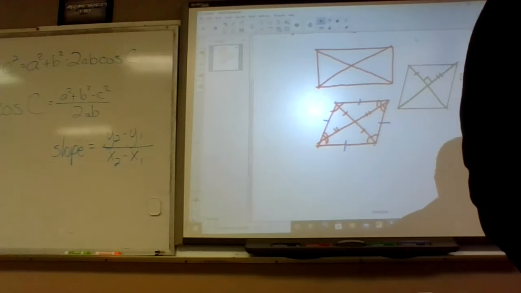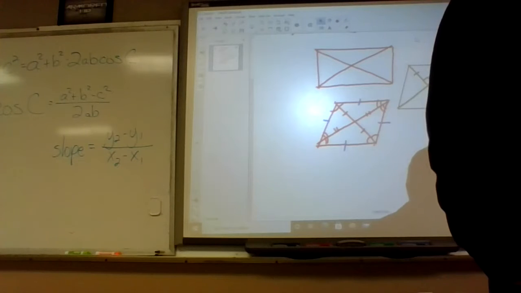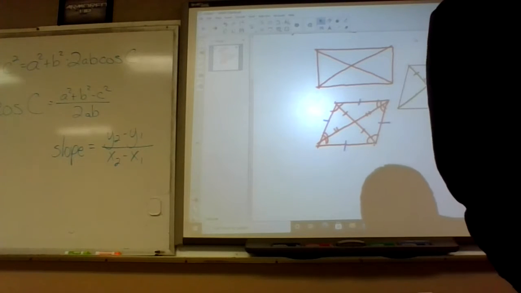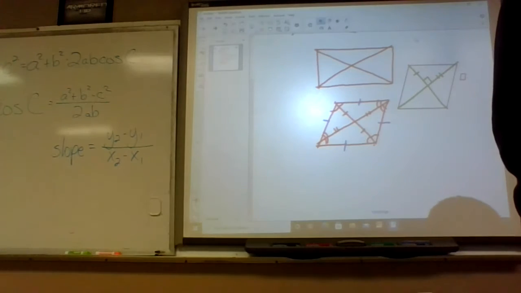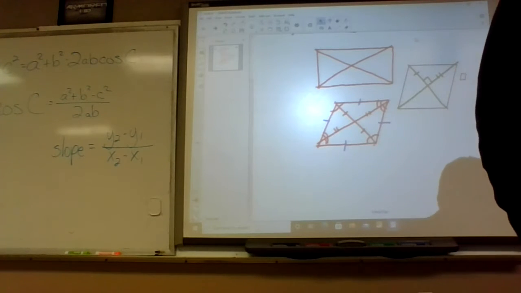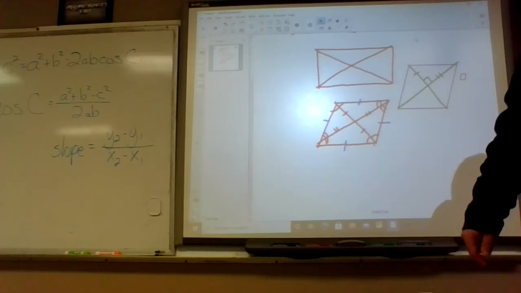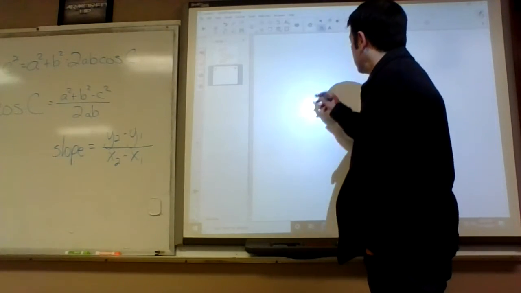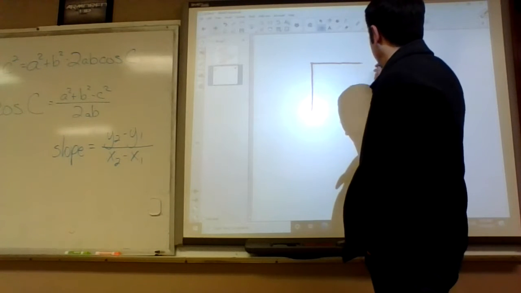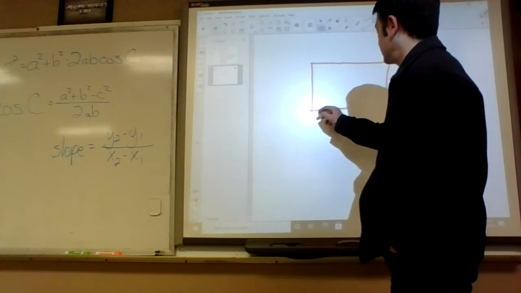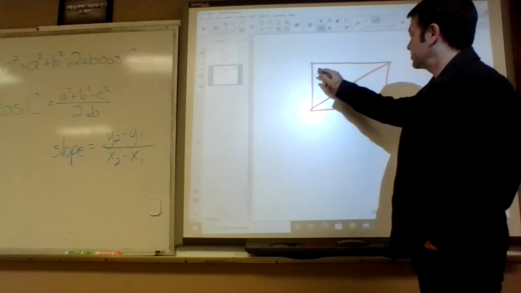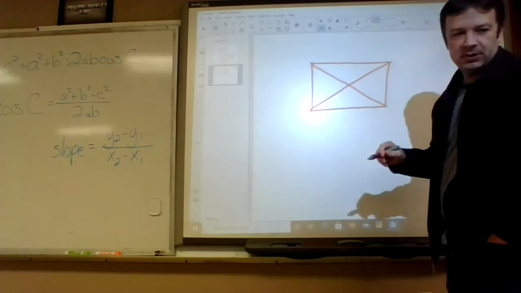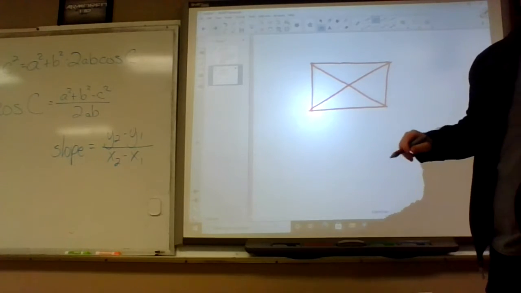Number 5, find the measure of each angle in the rectangle. Okay, A. Angle BCD. So they only give us one of the angles. Is that alternate interior angles? Yeah. Since this is a parallelogram, we can say alternate interior angles are congruent. Rectangles are parallelograms. It's 35.